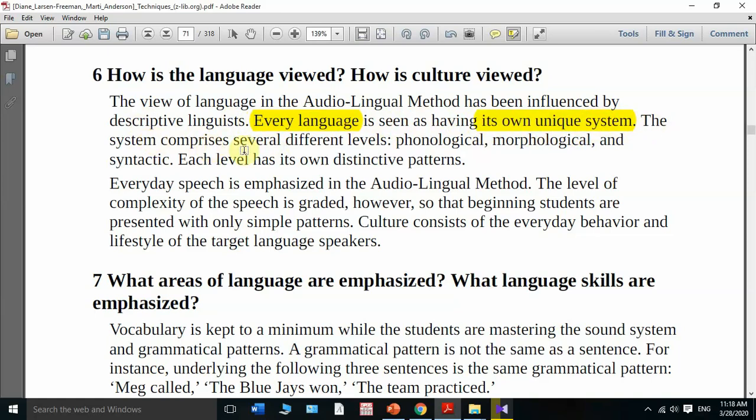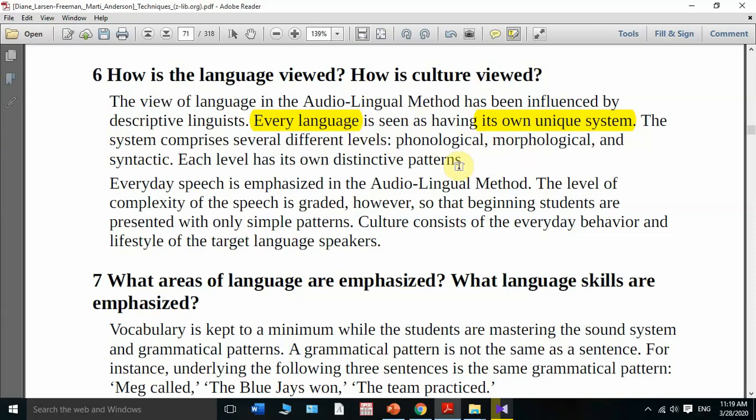The system comprises several different levels, so they break down the system of a language into different parts, which is common for every language that you want to analyze. So they break it down to phonological, morphological, and syntactic areas. And each level has its own distinctive patterns. So they work on different patterns.